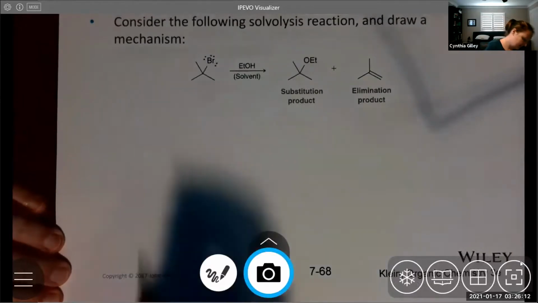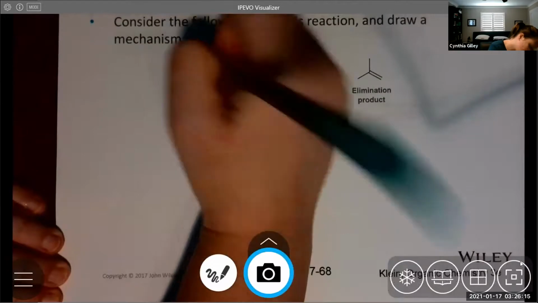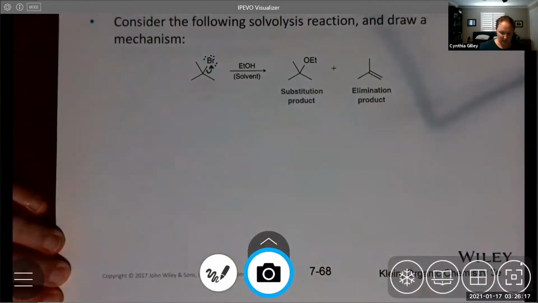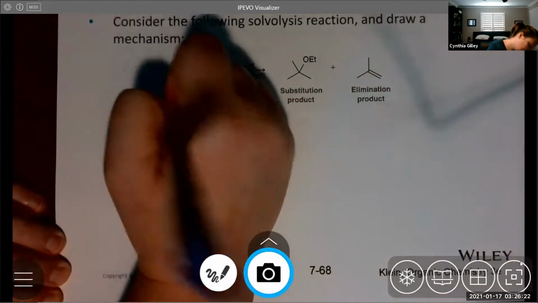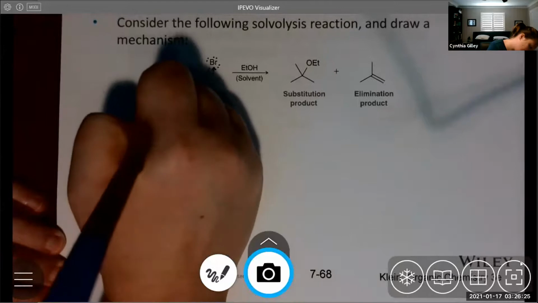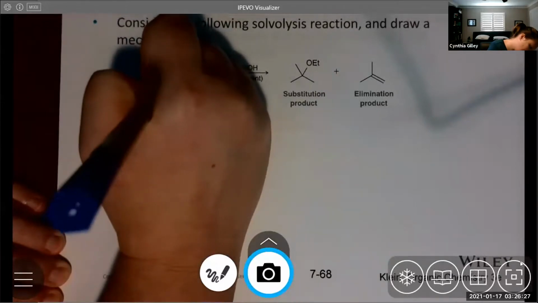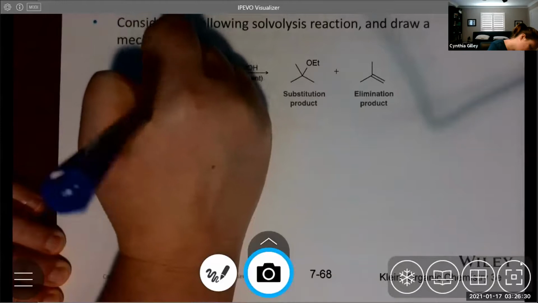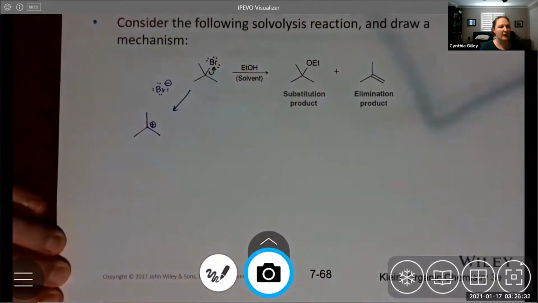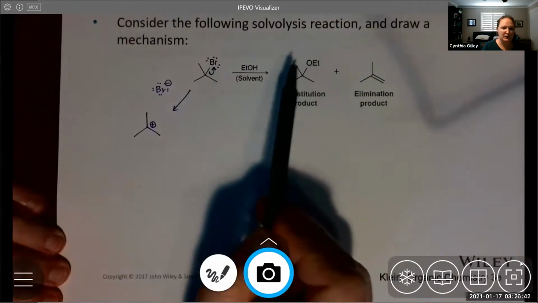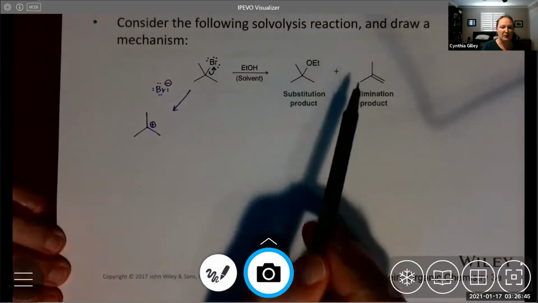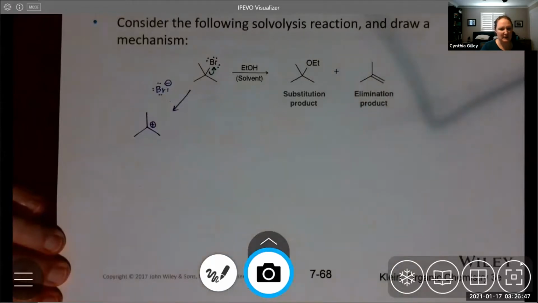So we have, again, loss of the leaving group. Make sure to draw that arrow properly. That will generate a tertiary carbocation and some bromide. Okay, from the tertiary carbocation, there are multiple pathways that can occur. We can do a nucleophilic attack to eventually get the substitution product, and we can also remove a proton at the beta position to get the elimination product.